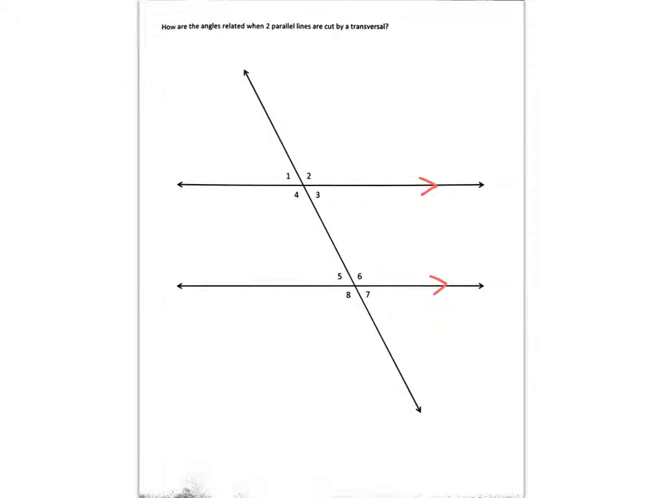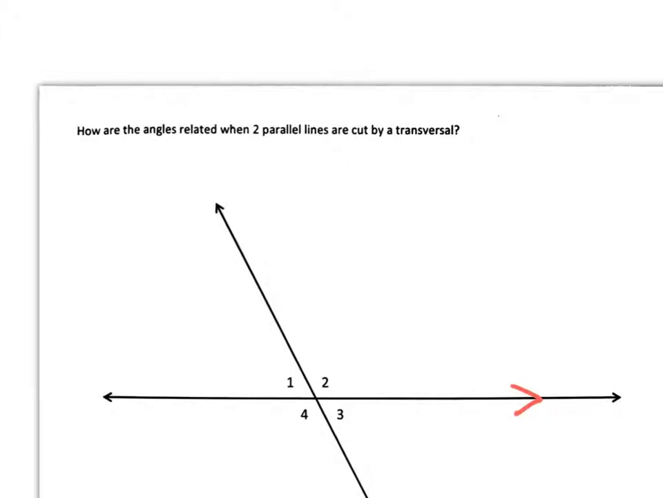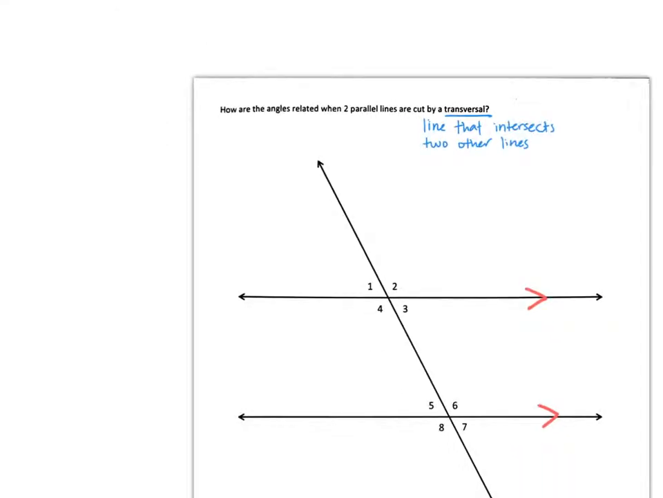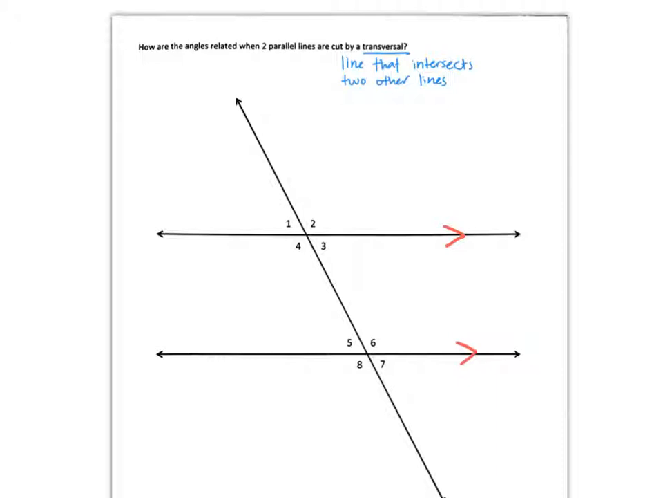So I'm actually going to write out what a transversal is because this is probably something you haven't heard of before. A transversal is a line that intersects at least two other lines. It could intersect 3 lines or 4 lines. It's still a transversal, but it needs to intersect at least 2 other lines. So this is a transversal. And you'll see that we have 8 angles that are created. They're all numbered.